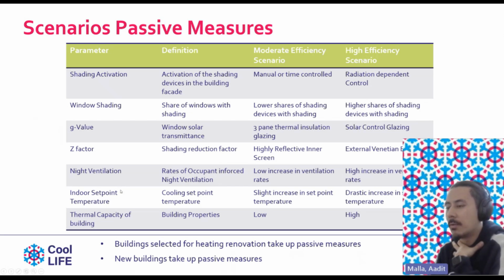The model is implemented such that buildings, whenever they are considered for thermal renovation for heating, also take into consideration these passive measures, and also all new buildings constructed within our study horizon, which is up until 2050, have uptake of one of these passive measures. So these are the two scenarios for the passive measure.